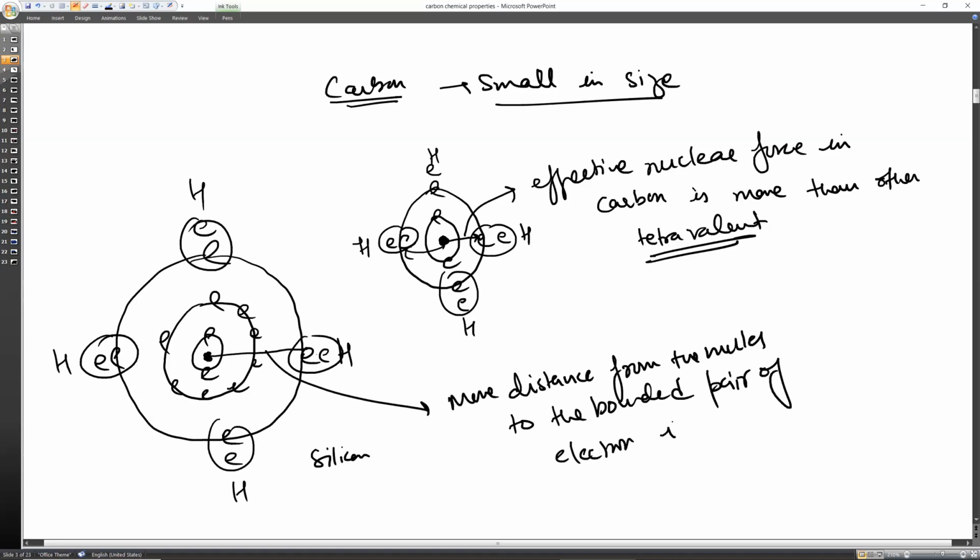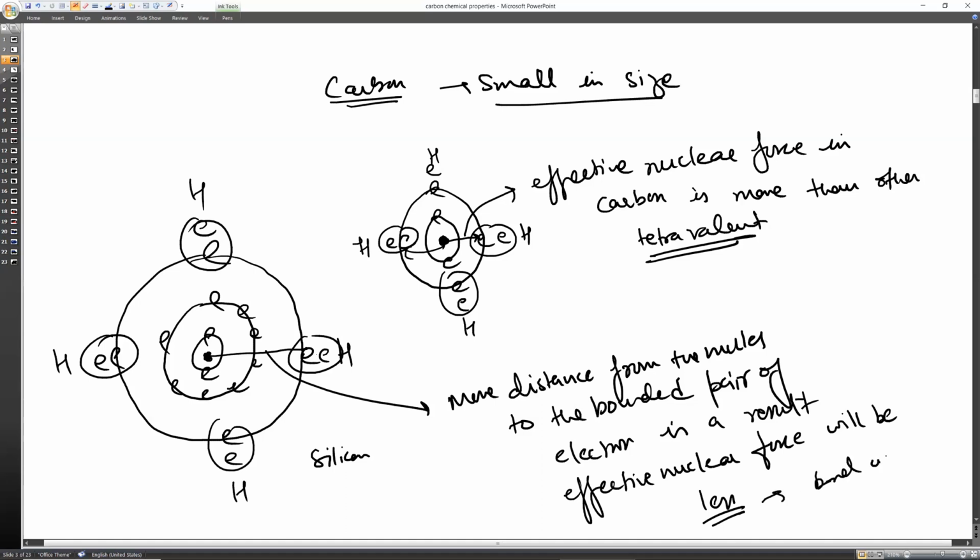As a result, the bond will not be stable. We will say that the effective nuclear force will be less. And if the effective nuclear force is less, then the bond will be weaker, and not stable. The bond will be weaker as well as not stable.